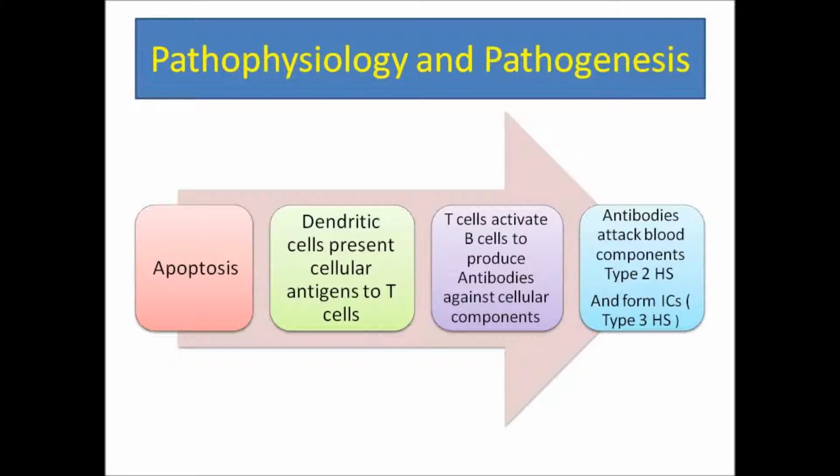But again, why doesn't this happen in everyone? I mean, apoptosis is universal. It is happening continuously in our bodies, but not everybody gets SLE from apoptosis. And here comes the role of complement deficiency. Normally, when there is apoptosis, cellular fragments are rapidly removed by the complement system before they are taken by the dendritic cells. So when we have complement deficiency, dendritic cells will take the cellular components and present them to T cells.